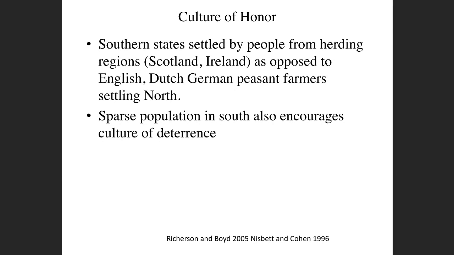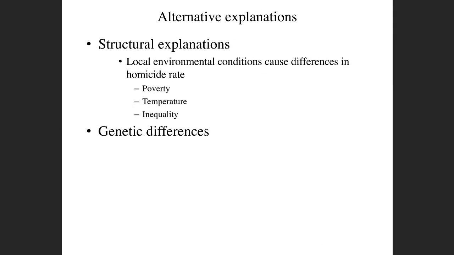So the idea is that the population in the South was sparse, also in the US the population was less dense, which meant that people were less able to rely on police for defense of life and property, which encourages this culture of deterrence. There are alternative explanations for differences in murder rates, and a significant part of the book is arguing against structural explanations, so local differences in wealth or population density, or temperature, or economic inequality, which is different from average wealth.